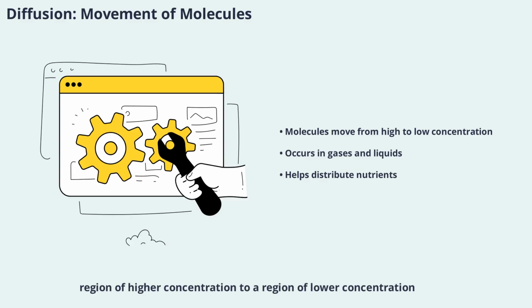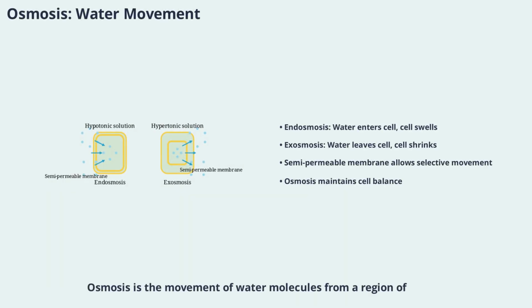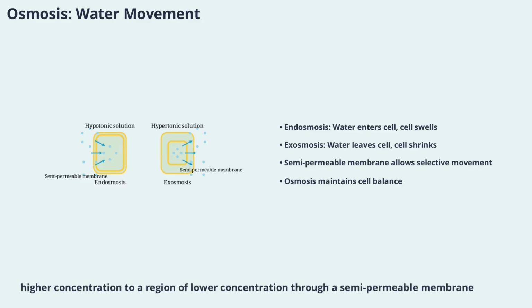lower concentration. This process occurs in gases, liquids, and solutions. In plants, diffusion helps distribute substances like gases and nutrients throughout the cells. For example, when potassium permanganate is added to water, it spreads evenly due to diffusion, illustrating how molecules move to achieve balance. Osmosis is the movement of water molecules from a region of higher concentration to a region of lower concentration through a semi-permeable membrane.